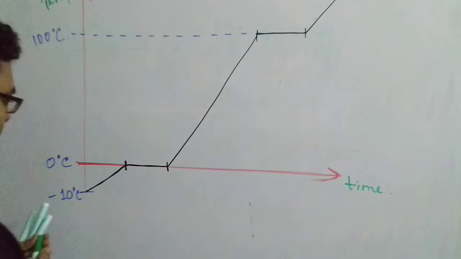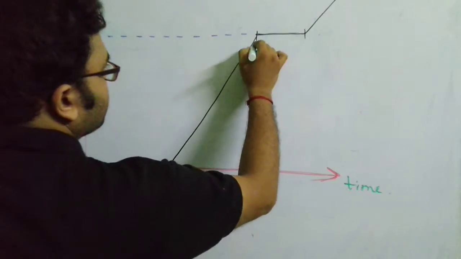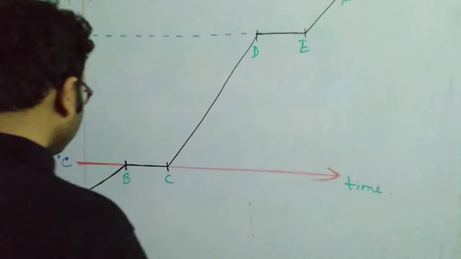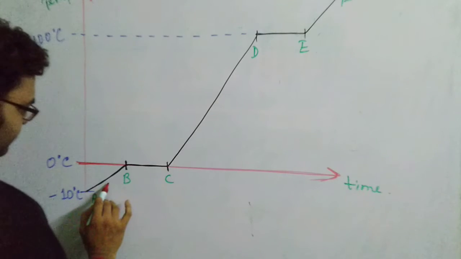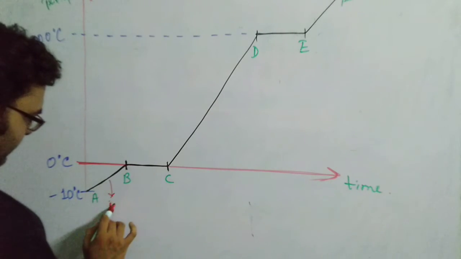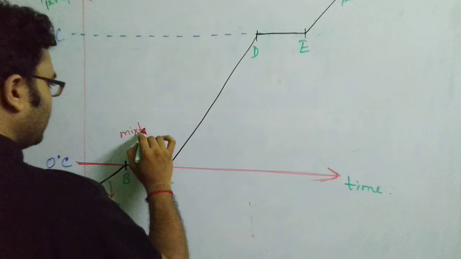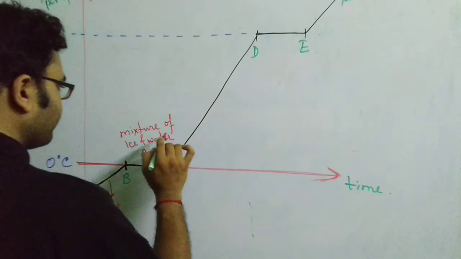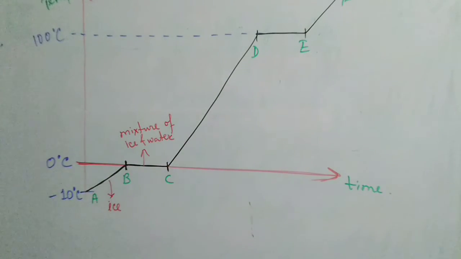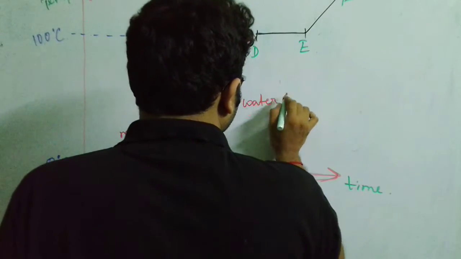If I mention the points, consider this is point A, this is point B, this is point C, this is point D, this is point E, and this is point F. From point A to B, this part is only ice. From B to C, there is a mixture of ice and water, so here ice and water both are present. From point C, the total ice has been converted into water. So from C to D, this part is only water, with no mixture.